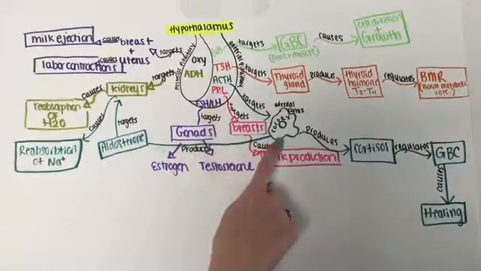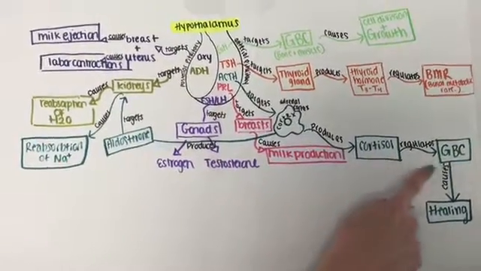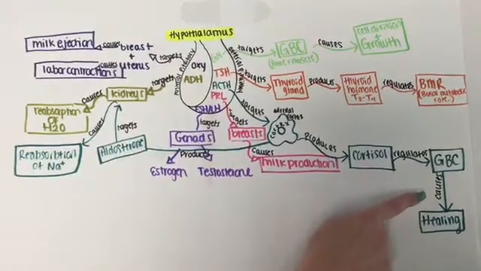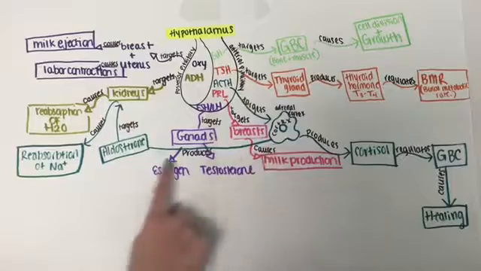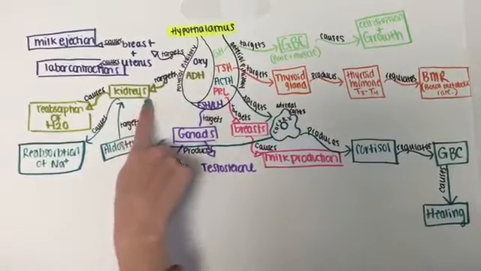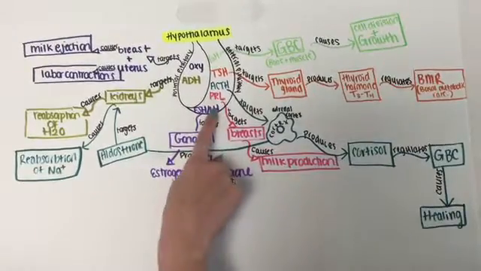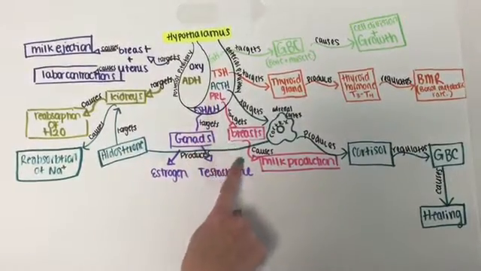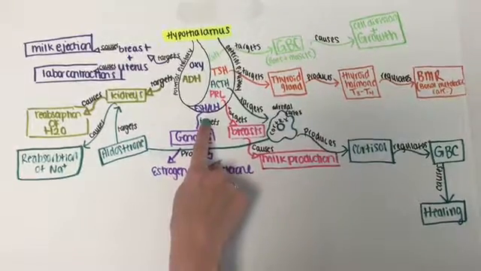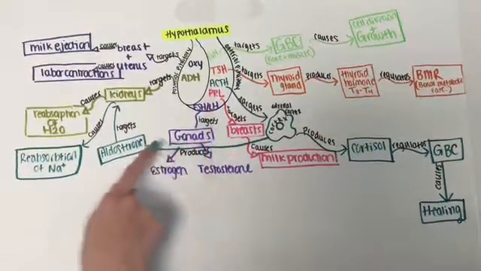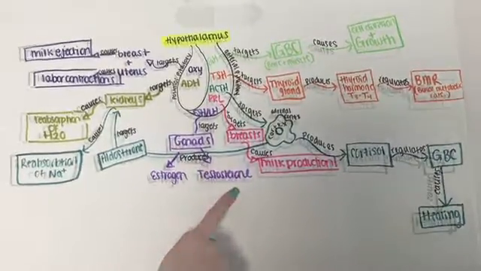Adrenocorticotropic hormone targets the adrenal cortex, produces cortisol, regulates general body cells, and causes healing. The adrenal cortex also produces aldosterone, which targets the kidneys and causes reabsorption of sodium. Prolactin targets the breast and causes milk production. Follicle stimulating hormone and luteinizing hormone both target the gonads and produce estrogen and testosterone.